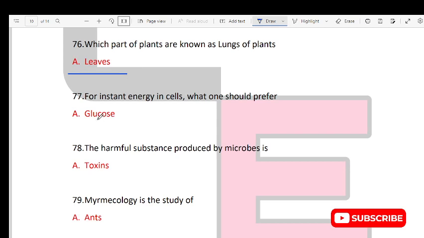Question number 77. For instant energy in cells, what should one prefer? Answer: glucose. 78. The harmful substance produced by microbes is? Answer: toxins. Question number 79. Myrmecology is the study of? Answer: ants.